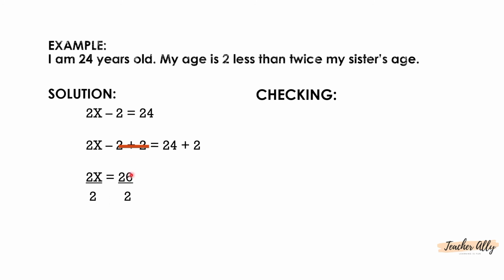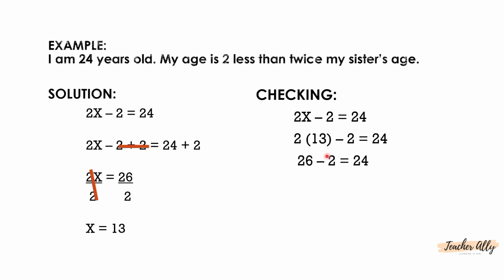2x divided by 2, 26 divided by 2. And then, cancel 2. So 26 divided by 2 equals 13. So the value of x is 13. Next, to check the solution, substitute 13 to the original equation. 2 times 13 minus 2 equals 24. 2 times 13 is equal to 26. Then minus 2 is equal to 24. 24 equals 24. Therefore, the solution is correct.